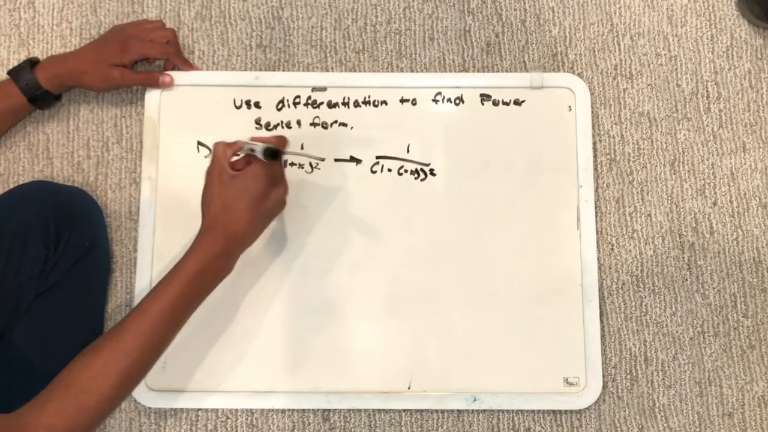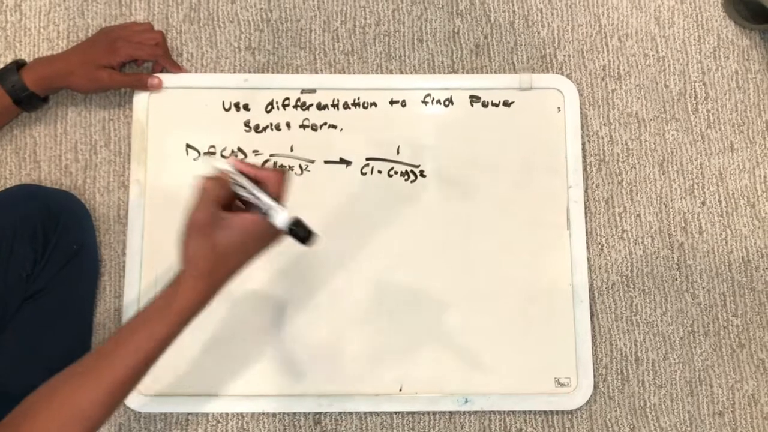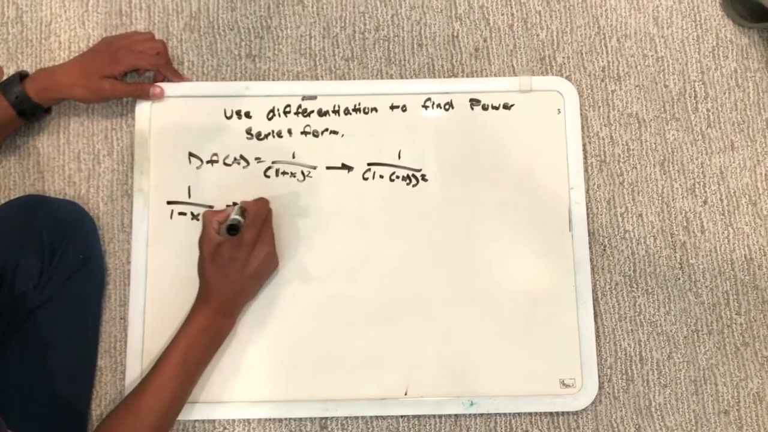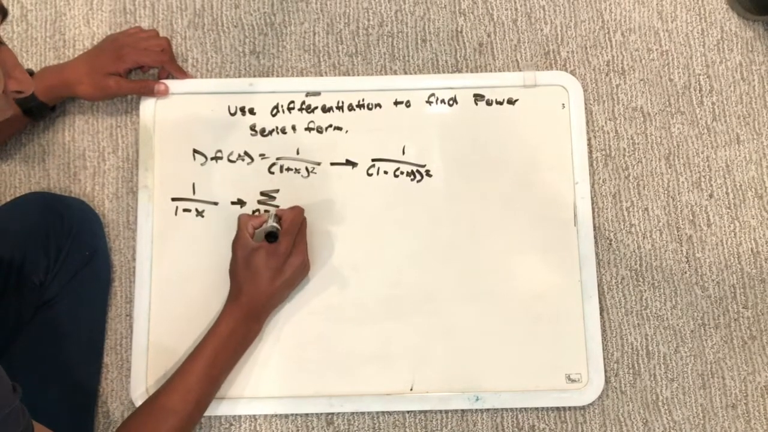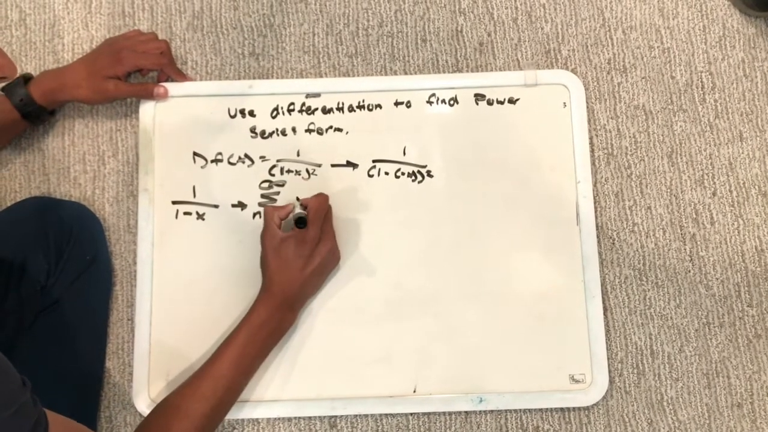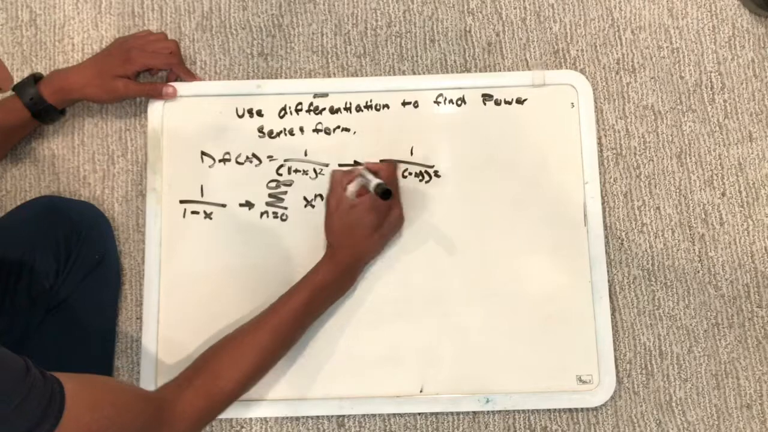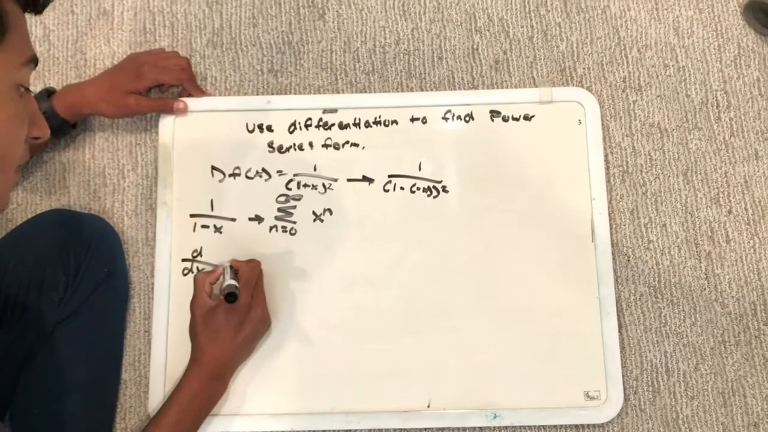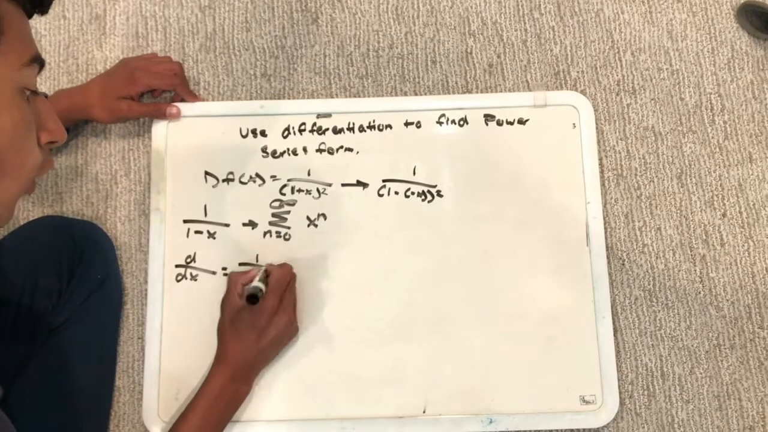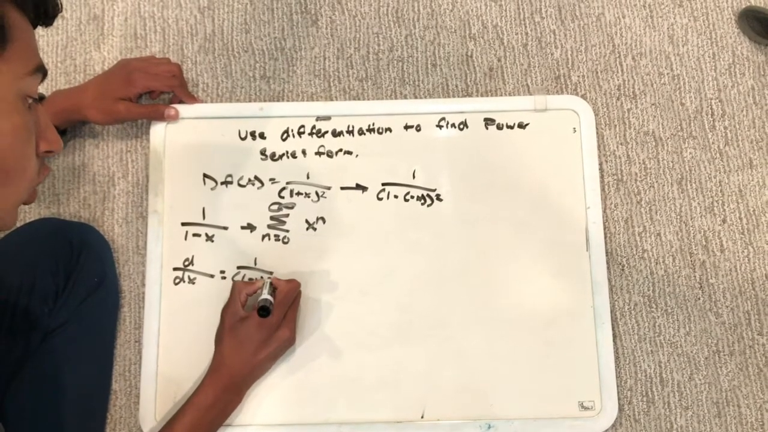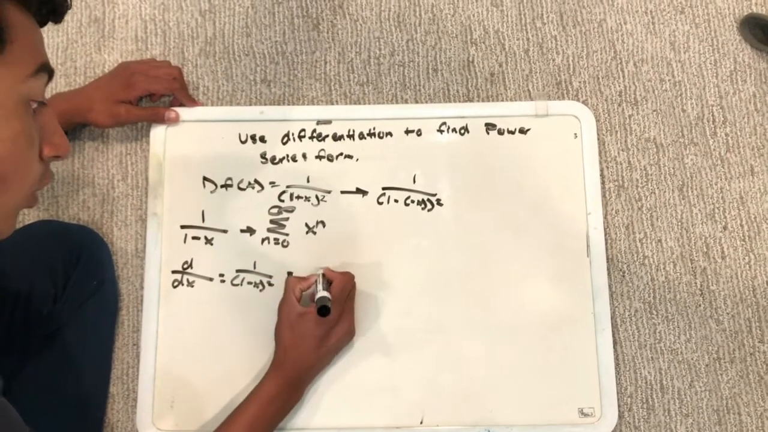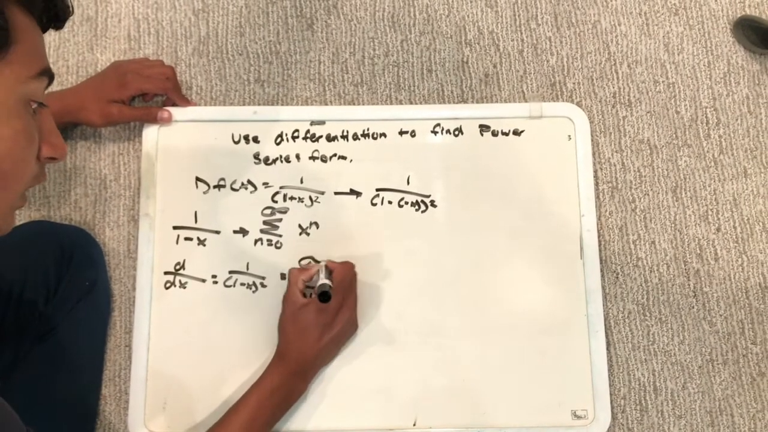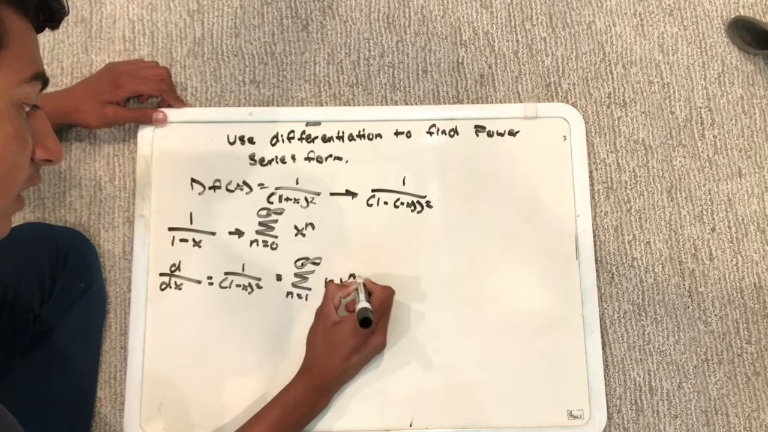So in order to write this in power series form, we're going to be looking at stuff that we already know. We know that 1 over 1 minus x can be written as the summation from n equals 0 to infinity of x to the n. But we want to get this looking like this. So what we're going to do is take the derivative of this. d/dx will get us 1 over 1 minus x squared, and the series will be the summation from n equals 1 to infinity of n times x to the n minus 1.